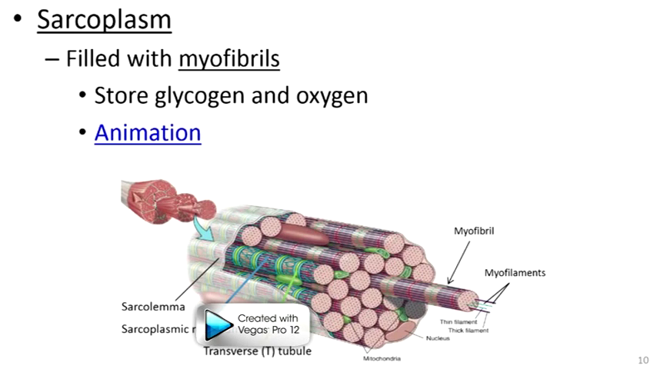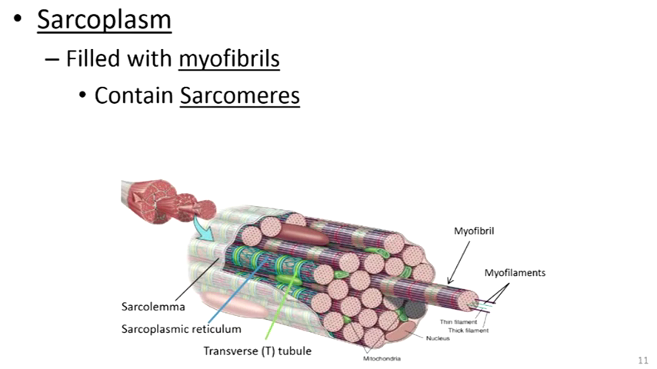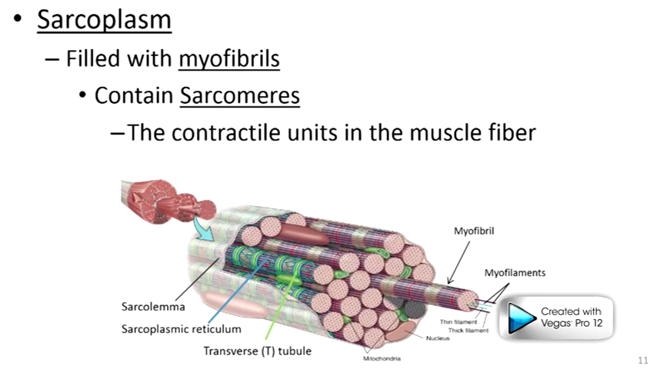Okay, so as that animation just said, the sarcoplasm is filled with myofibrils, which contain sarcomeres. And that's what these lines are that you're seeing right here. So we've got Z-disc to Z-disc there, between the red lines, from that red line to that red line. We're going to look at a close-up view of that in just a second. But those things are the contractile units of the muscle fiber, meaning those are the things that actually contract.